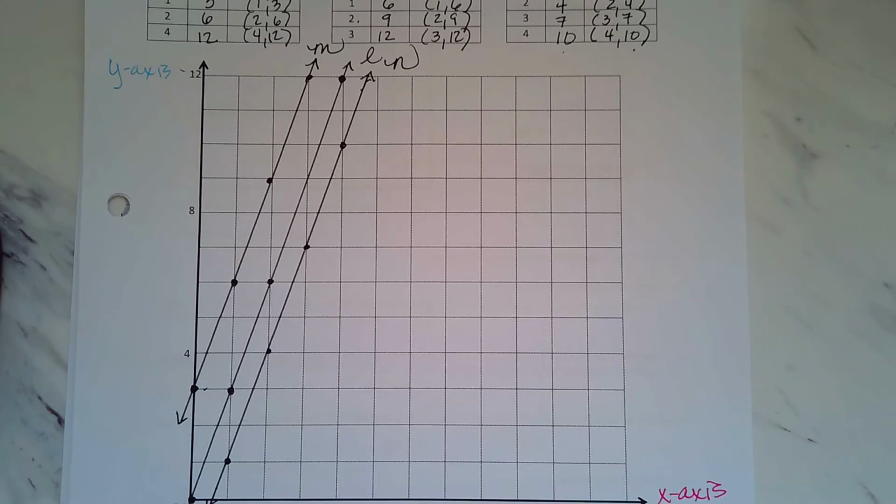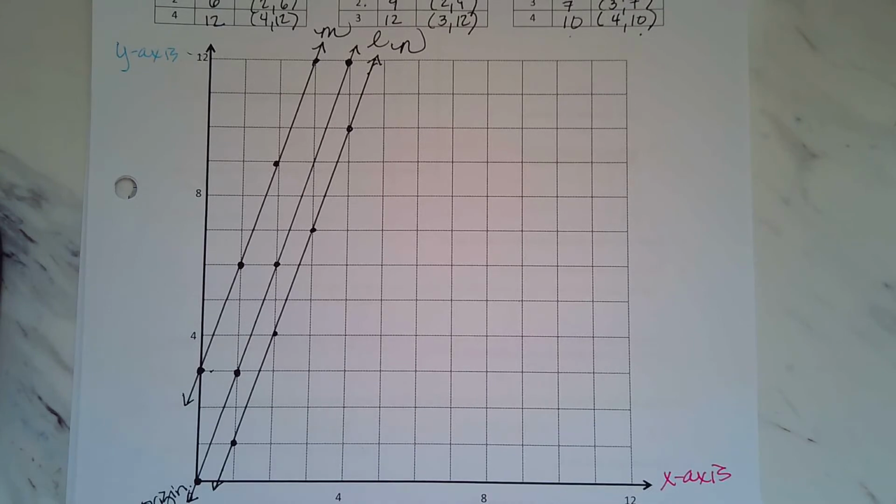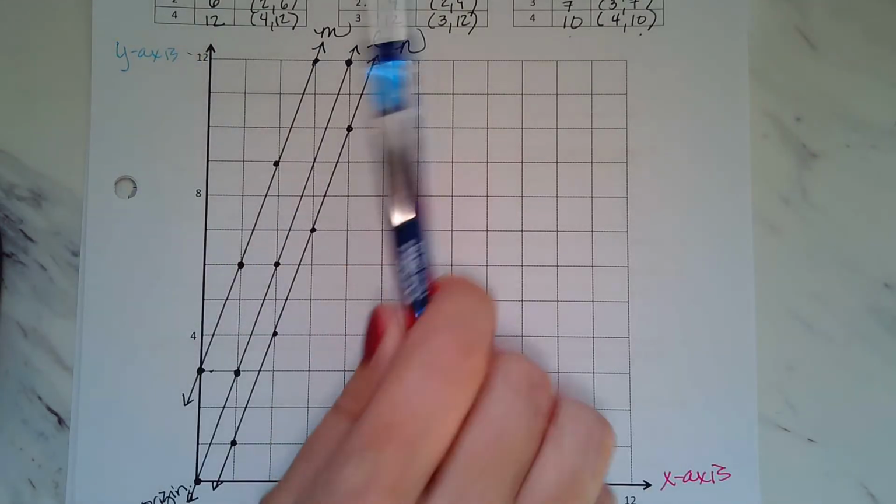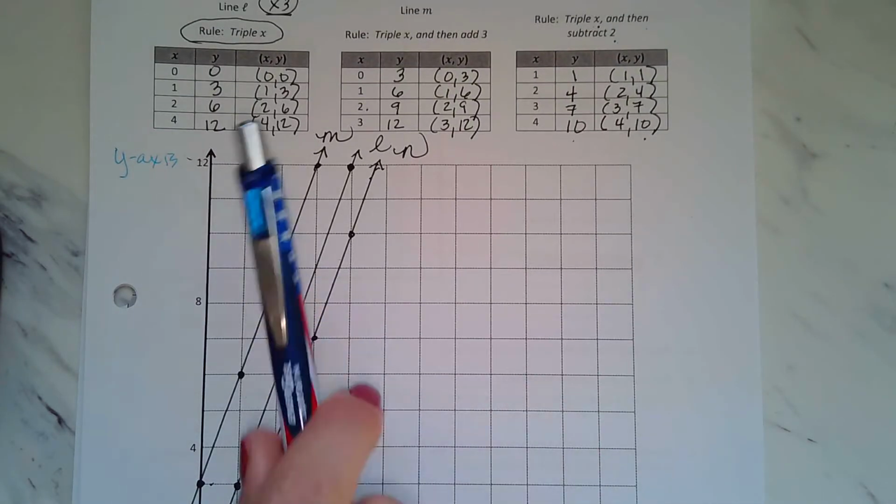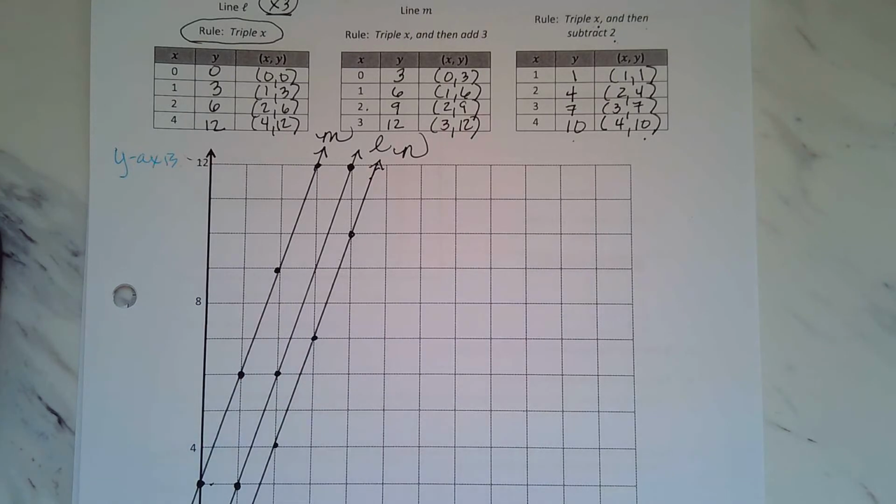So looking at the 3 lines, what have lines L, M, and N taught you about lines generated from mixed operations?